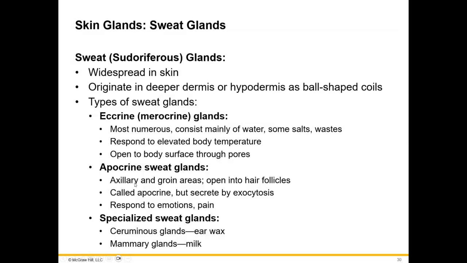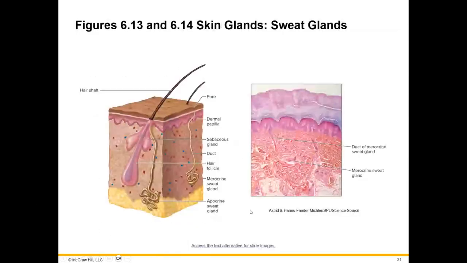Then we have the apocrine sweat glands. They're found in the axillary and groin areas, and they open into the hair follicles. They're called apocrine, but they secrete by exocytosis. They respond to emotions and pain. And then there are specialized sweat glands like the ceruminous glands, which produce earwax, and the mammary glands that produce milk. And yes, both of these are types of sweat glands.